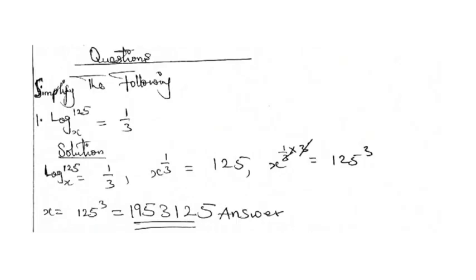Questions. Simplify the following. Number 1, log 125 base x equals 1 over 3. Solution. X raised to the power 1 over 3 equals 125. We'll simplify, take the cube root of both sides, or x equals 125 raised to the power 3.